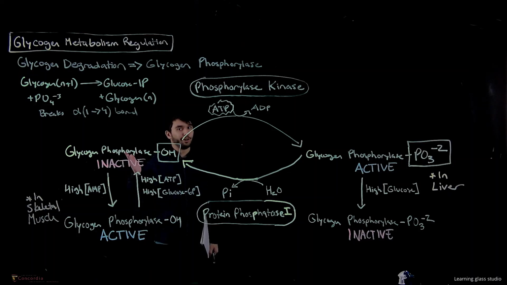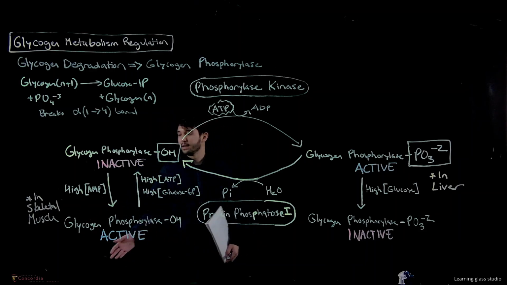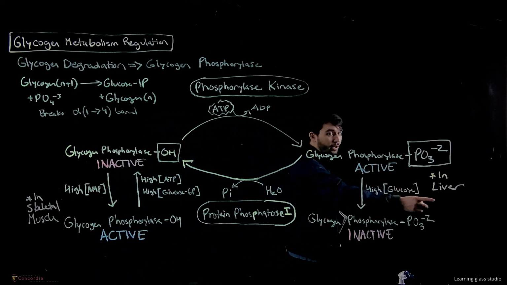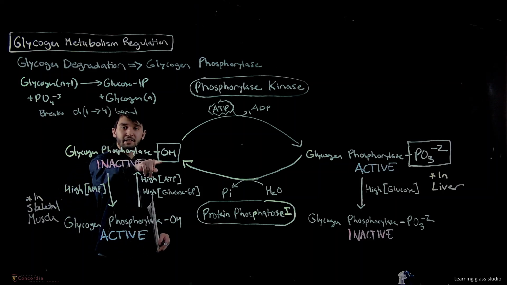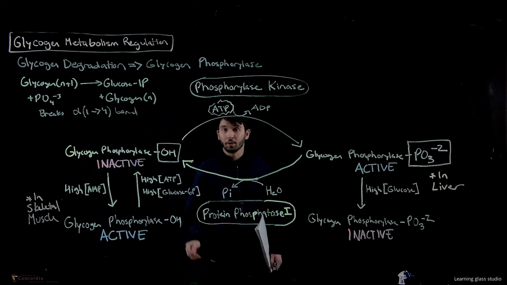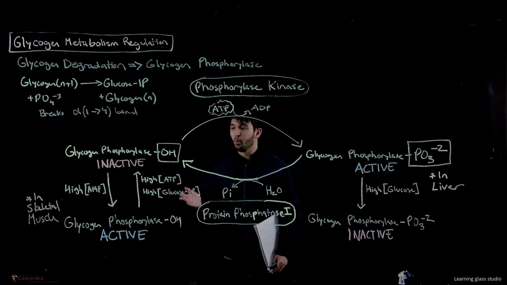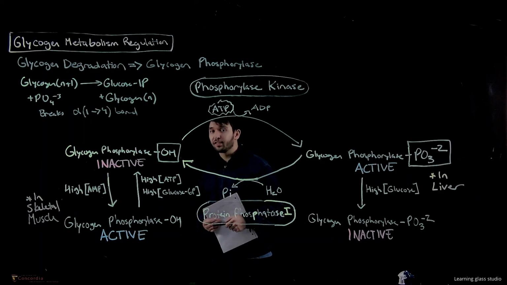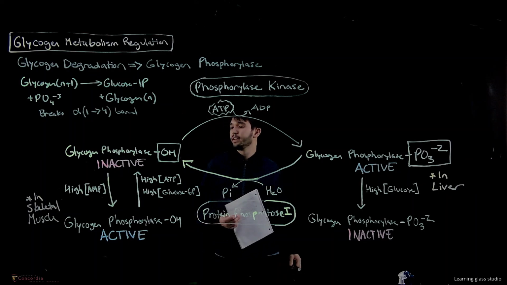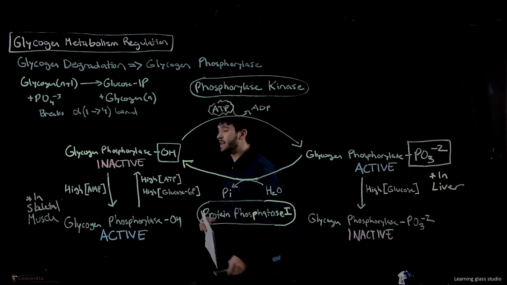However, it is also under regulation by allosteric regulation, by binding of allosteric regulators, okay? So this is different between the skeletal muscle and the liver. So let's first look at the skeletal muscle. In the skeletal muscle, it is the dephosphorylated form of glycogen phosphorylase that is the point of allosteric regulation. So it will be the inactive dephosphorylated form of glycogen phosphorylase that will be regulated allosterically in the skeletal muscle. So what is happening here?